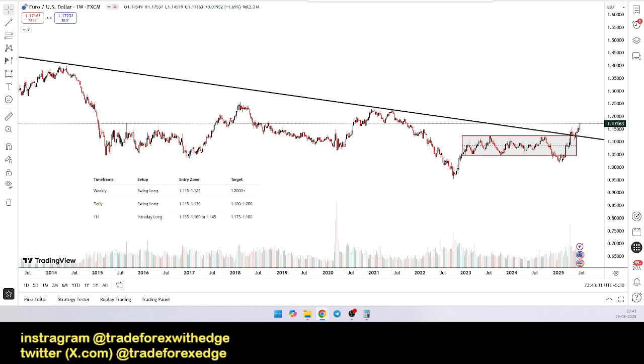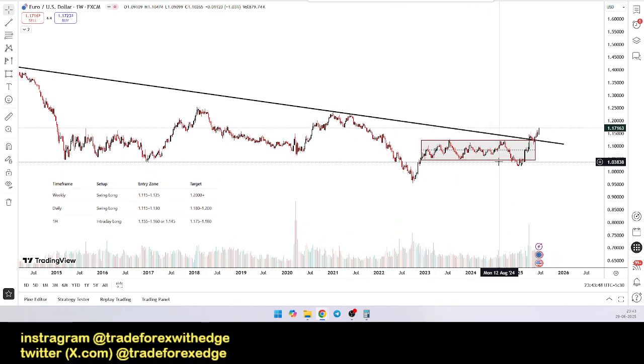So starting off with the weekly chart, this is where we build our macro narrative. What we see is a decade long downtrend line that has just been broken decisively, and that's huge. Price was trapped in a consolidation box between 1.05 to 1.115 for nearly 2 years. Now we have broken out of that with a strong bullish momentum.